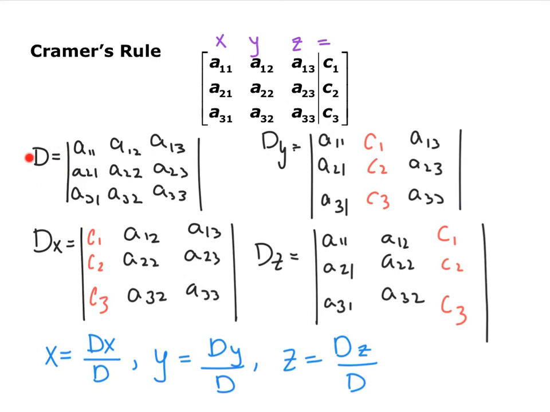So first thing, what we're just going to call D, our normal determinant, is the determinant of just the coefficient matrix.